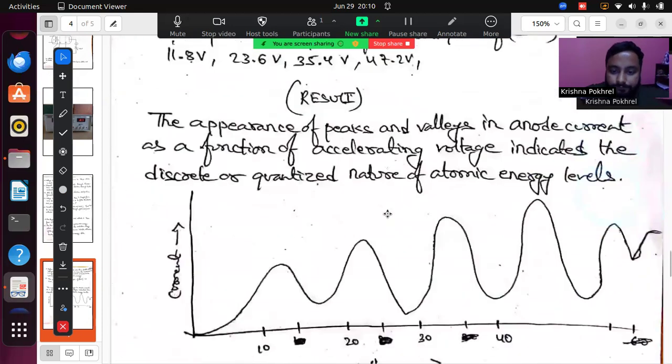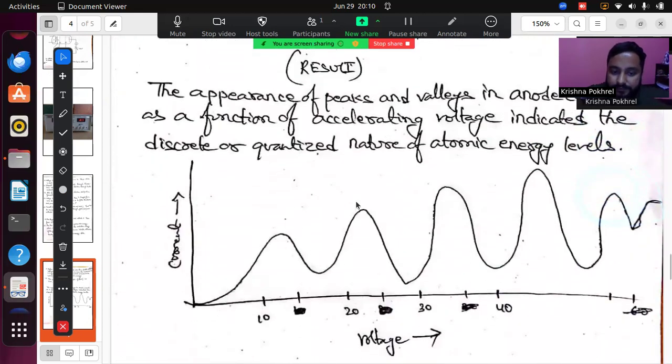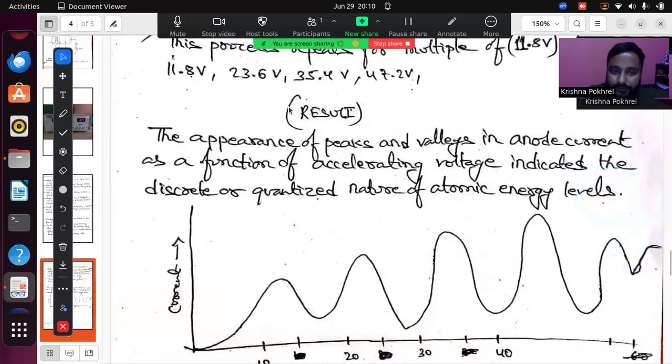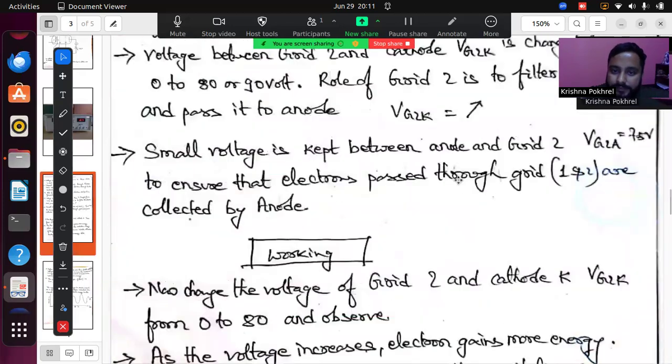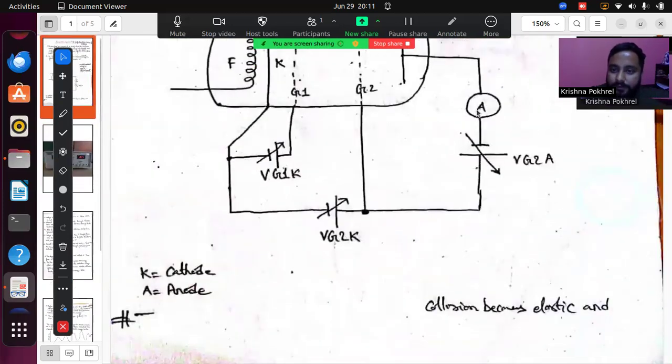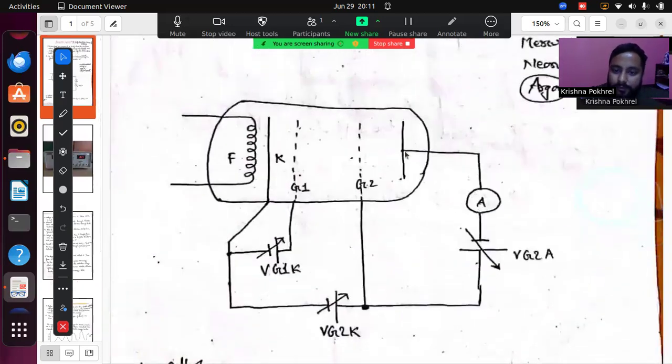Now we get this type of result between voltage and current. If we increase the voltage from 0 volt, we will get several peaks at several different voltages. This is our result: the appearance of peaks and valleys in the anode current. Anode current means, where do we get a current? We get a current over here, between anode and this one, G2A. This is the voltage, and in this overall circuit we get this current.